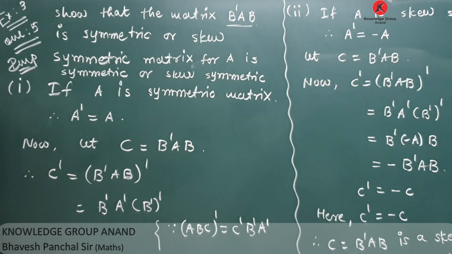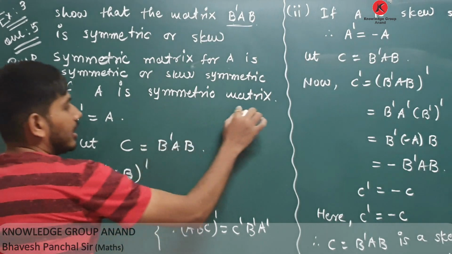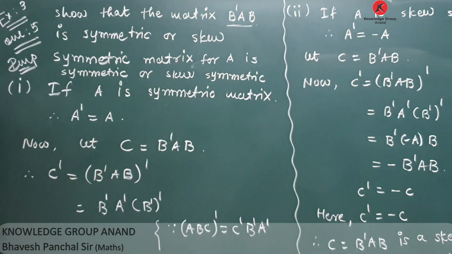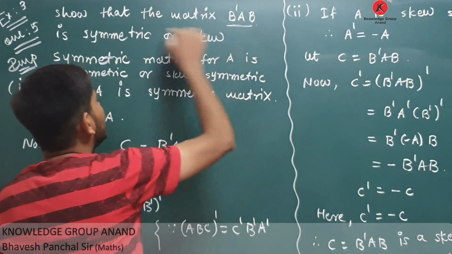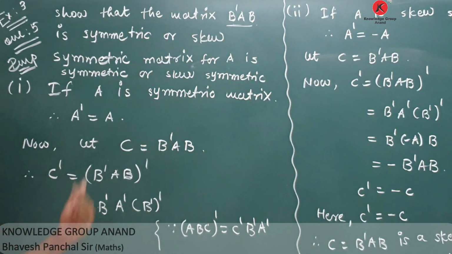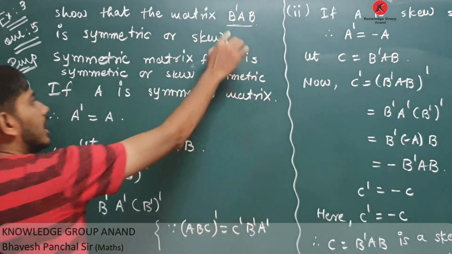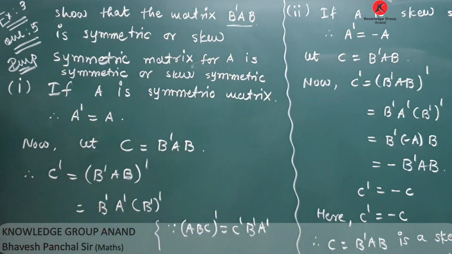The first one is if A is a symmetric matrix. According to this statement, we have to prove that B dash AB is a symmetric matrix. And the second case will be if A is a skew symmetric matrix, then we have to prove that B dash AB is a skew symmetric matrix. Okay? Now I am going with case number 1.